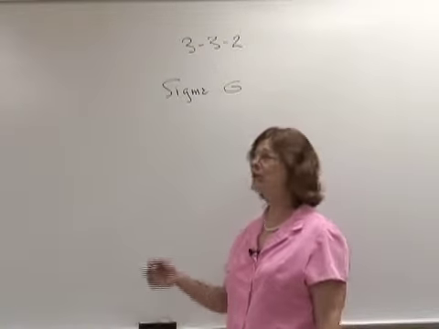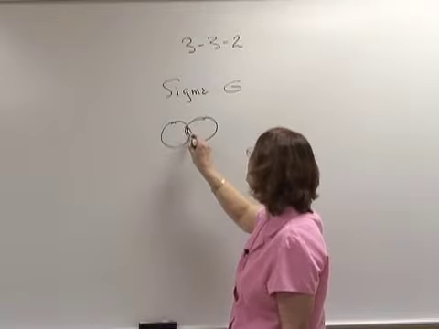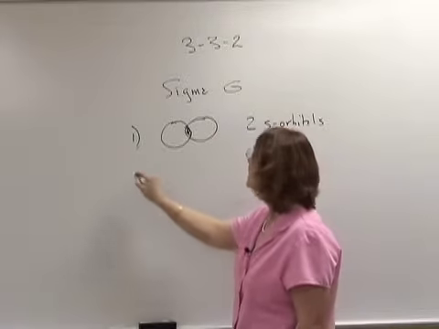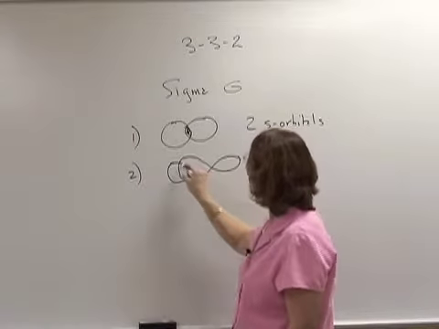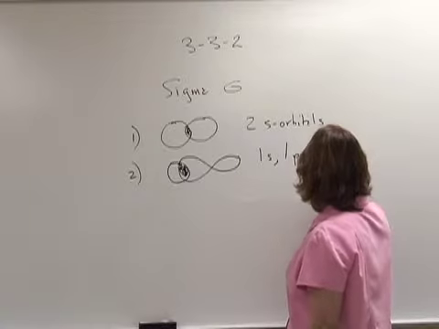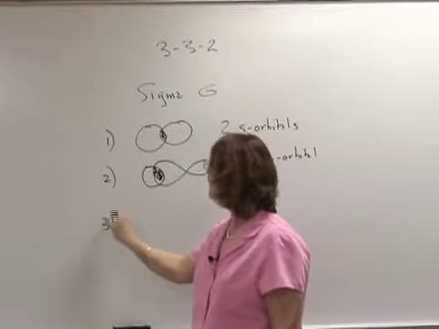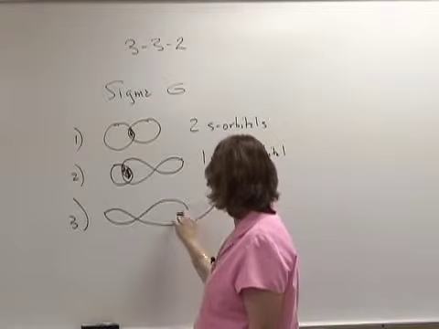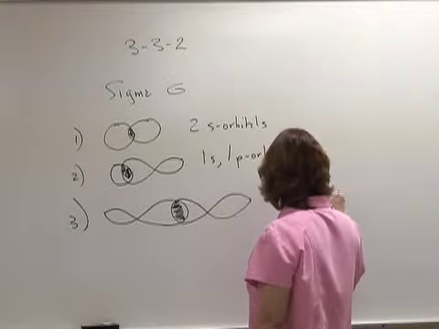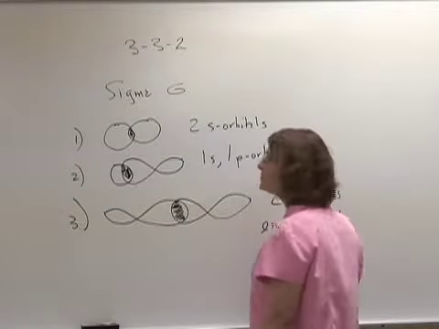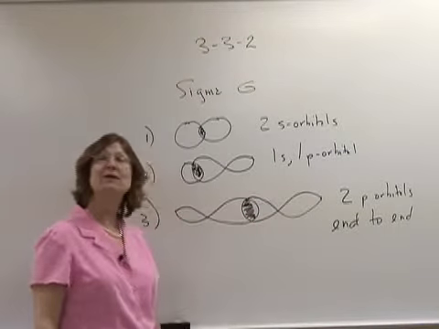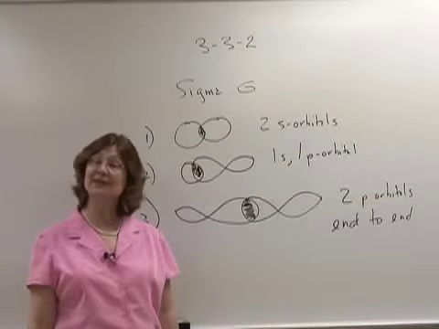Now, sigma bonds occur when you have two s orbitals that are blending. That is one way to find a sigma bond. Another way is if we have an s orbital and a p orbital blending. And finally, we have the possibility of two p orbitals that are end to end. That's very important because remember, the pi bond was when the p orbitals were parallel. Now the p orbitals are end to end, and that gives me a sigma bond. Those are the three orbital arrangements that can give me a sigma bond.